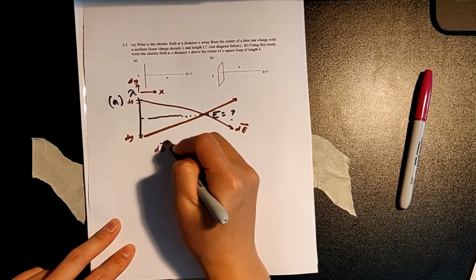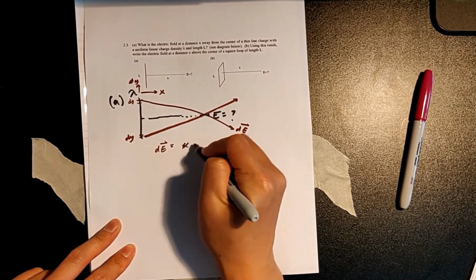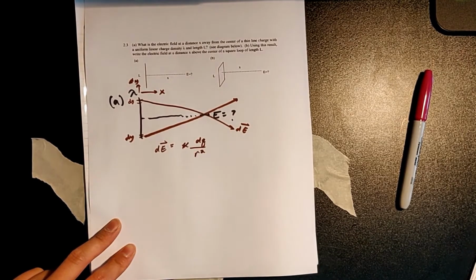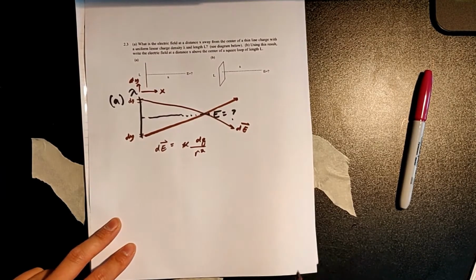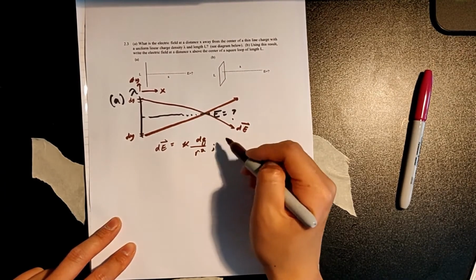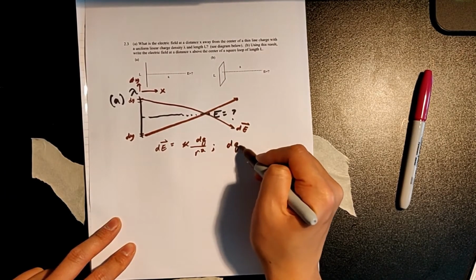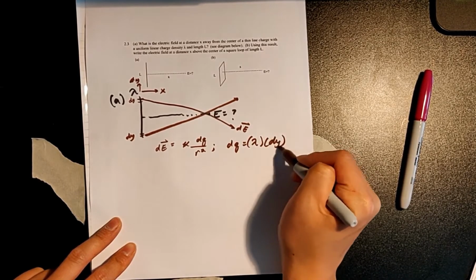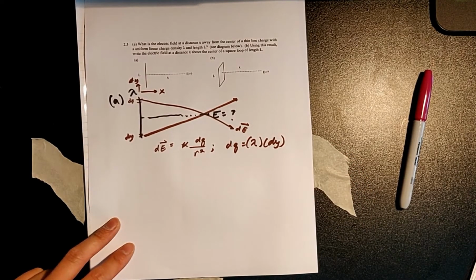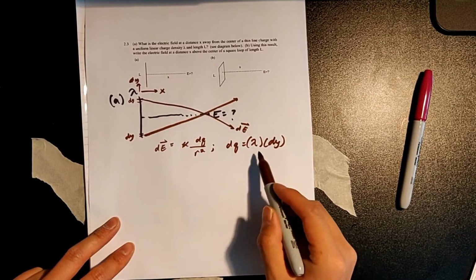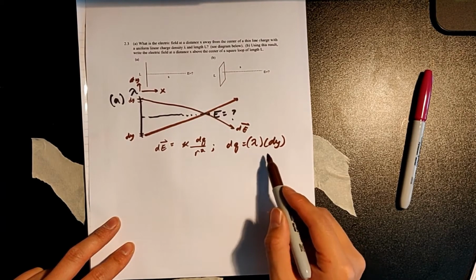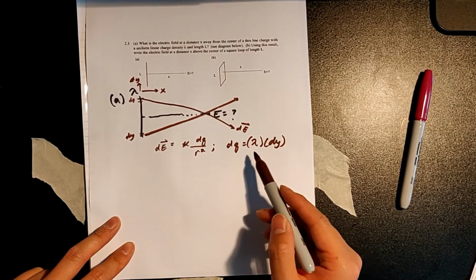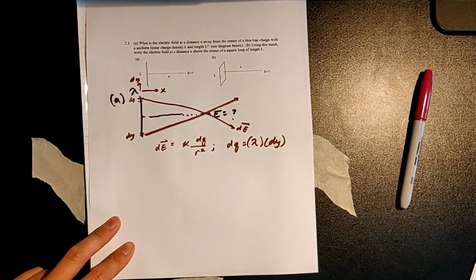dE is simply equal to k dq over r squared. And this is dE right here. But what is dq? dq is simply lambda times our dy, because lambda represents linear charge density, which is just charge per unit length. So if we multiply it by our length, or dy, we can find the amount of charge, or our dq.